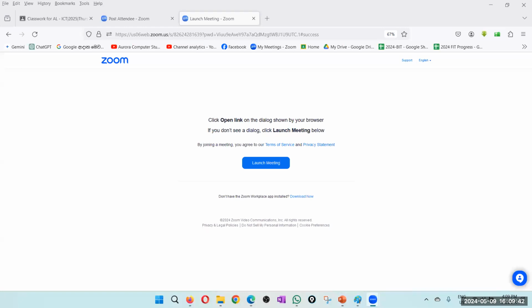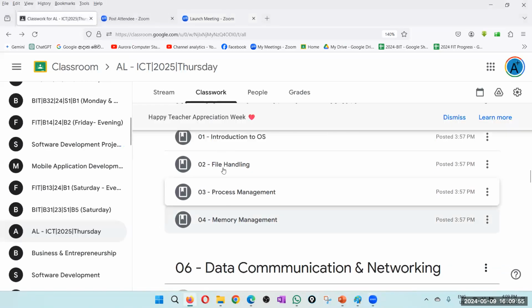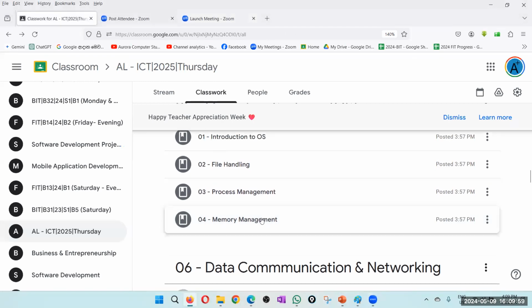Okay, good afternoon. Right, so today we want to start the fourth topic, that is operating system. I have enabled the operating system in the Google Classroom. So, introduction to OS, file handling, process management, and memory management.